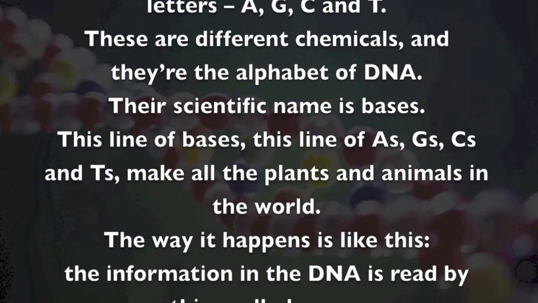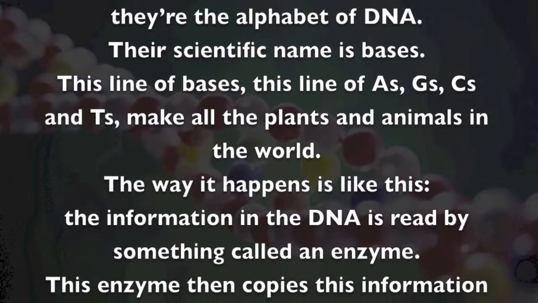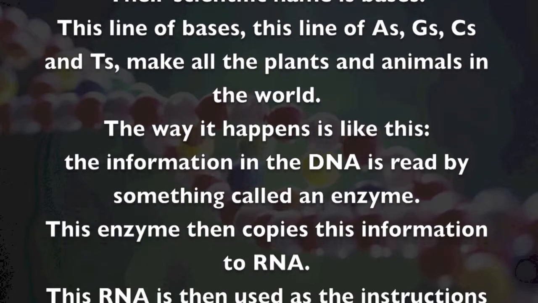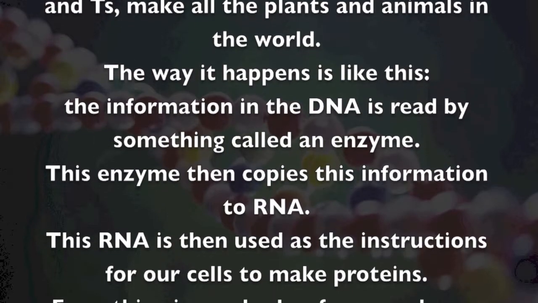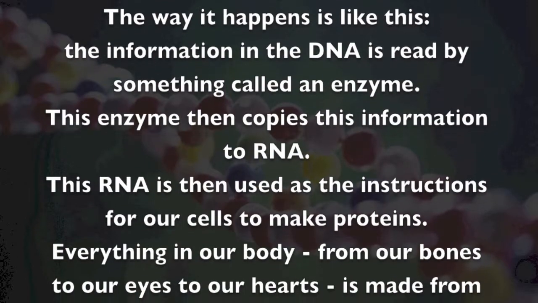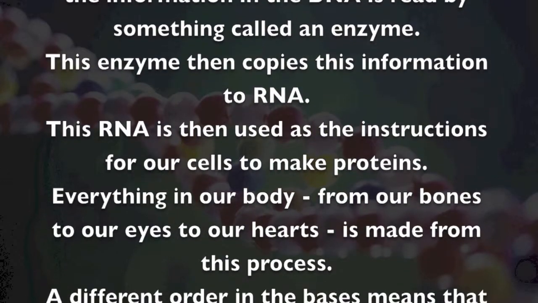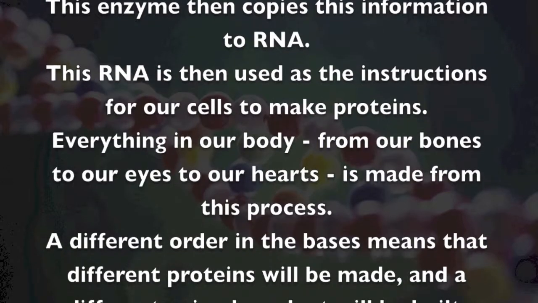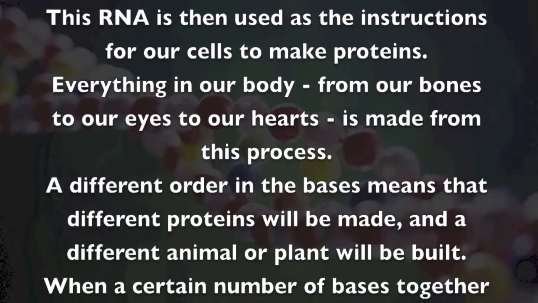This line of bases, this line of A's, G's, C's, and T's, make all the plants and animals in the world. The way it happens is like this. The information in the DNA is read by something called an enzyme. This enzyme then copies this information to RNA. This RNA is then used as the instructions for our cells to make proteins. Everything in our body, from our bones to our eyes to our hearts, is made from this process.